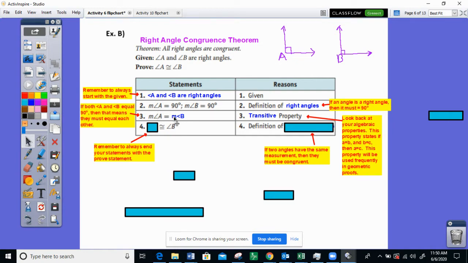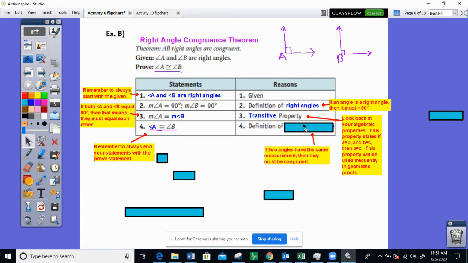So if these angles are the same measure, angles that have the same measure are congruent to each other. So that tells us that angle A is congruent to angle B. So how do we know that we're done? Well, we were trying to prove that angle A is congruent to angle B. That's the last statement in our proof.